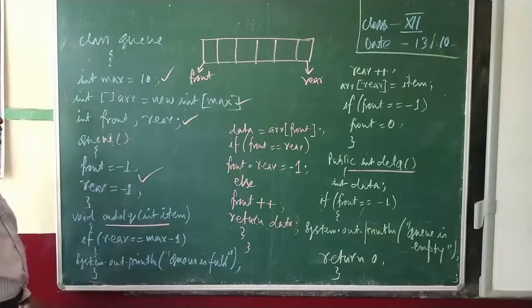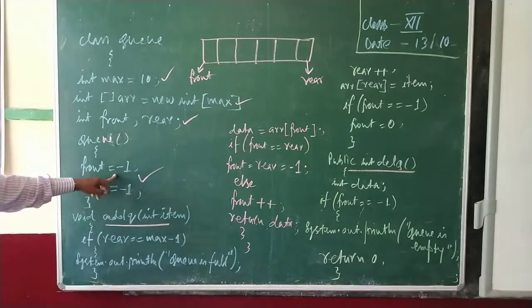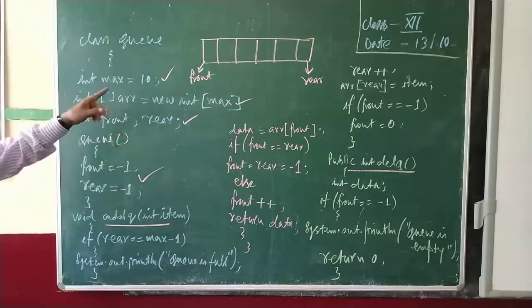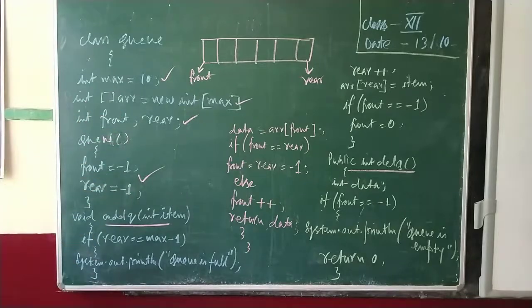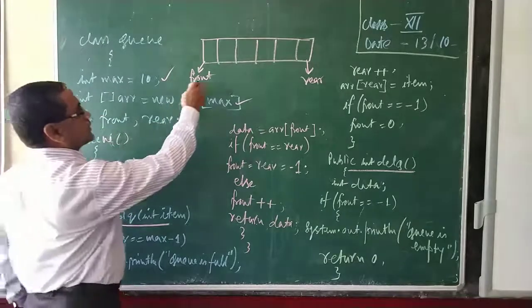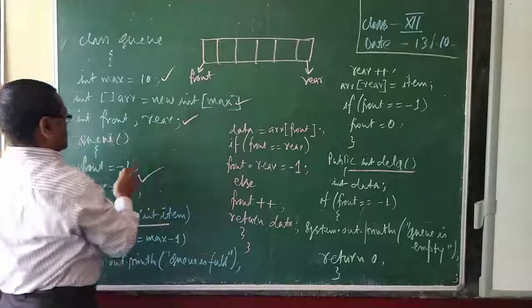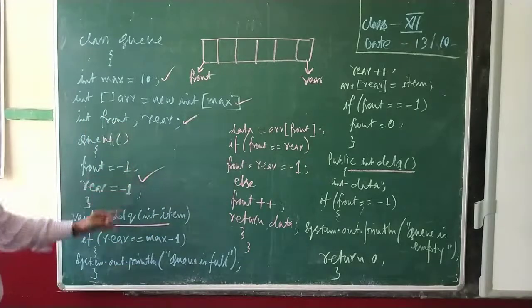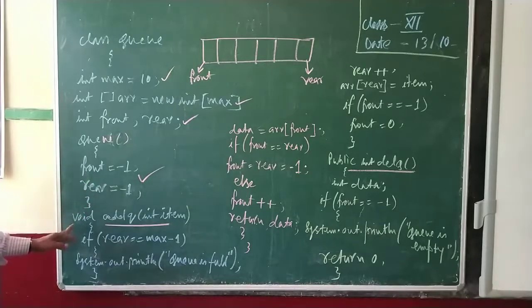I already told you yesterday why we are initializing front and rear to -1: because you are going to use these counters for your array's locations. An array cannot have a -1 location, it starts from 0. That's why once it is going to add an element, it will automatically come into the 0 location. Now you see here, add queue int item.